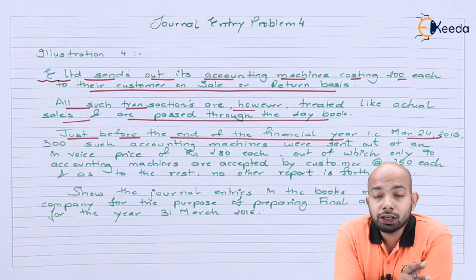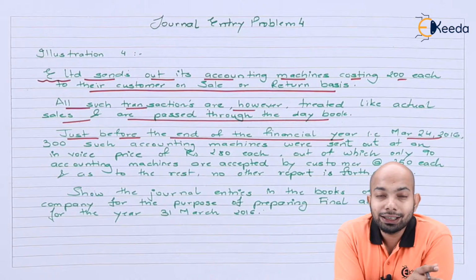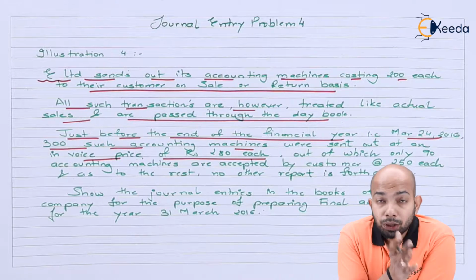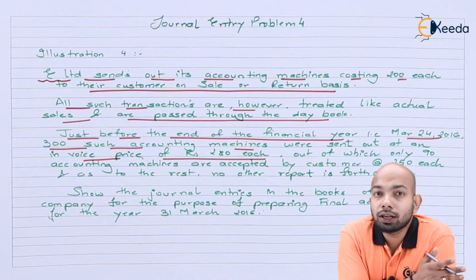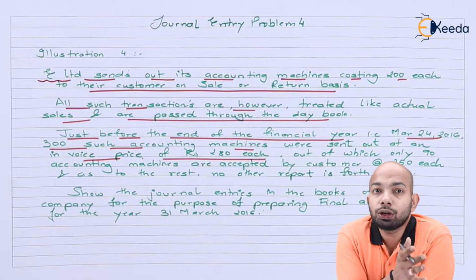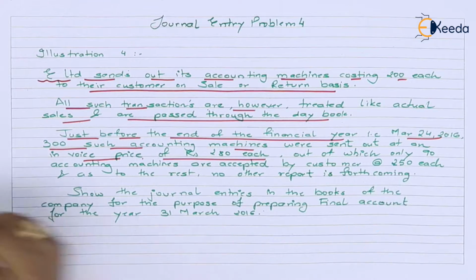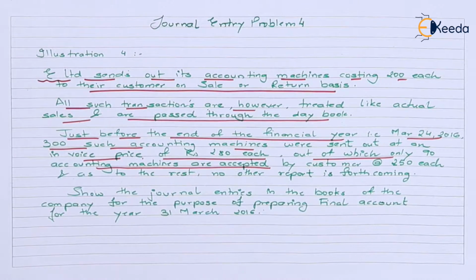Just before the end of the financial year, on the 24th of March 2016, they sent 300 such accounting machines. The invoice price at which they sent those 300 was 280 per unit. Out of that, only 90 accounting machines were accepted at the rate of 250. It was sent out at 280, but it was accepted at the rate of 250. Only 90 of it. For the balance, no reports are updated as of now.